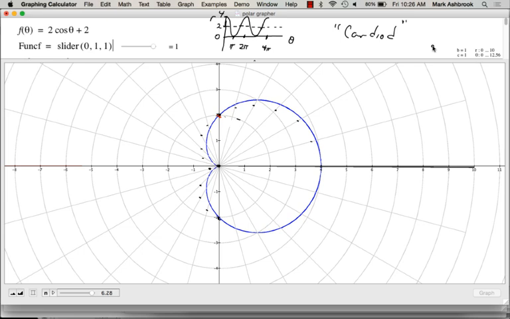Okay, let's see if we can try one more. Any questions on this one? All right, why don't you try 3 sine of 2 theta. See how that goes.